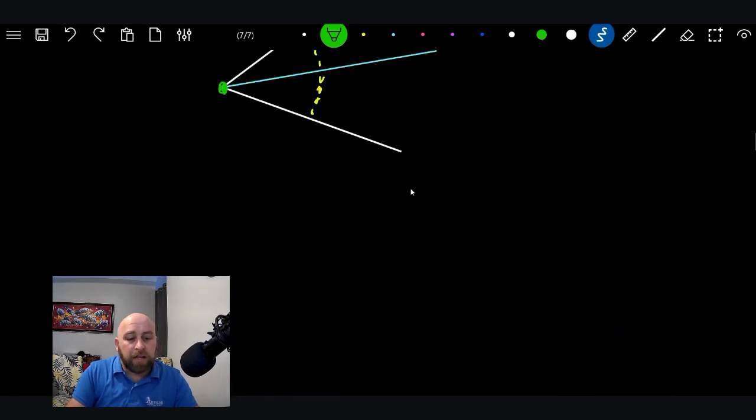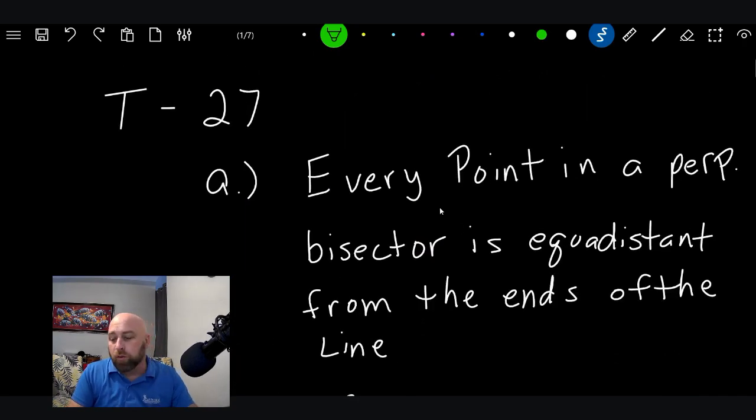So if you'll go ahead and look down there, we're going to start with theorem number 27. There's two parts to theorem number 27. I have it down here on the screen in front of you. It says every point in a perpendicular bisector is equidistant from the ends of the line. Every point in a perpendicular bisector is equidistant from the ends of the line. So there's your qualifications, there's your parameters, and so every point is going to end up making our line. This is a loci or a location theorem.